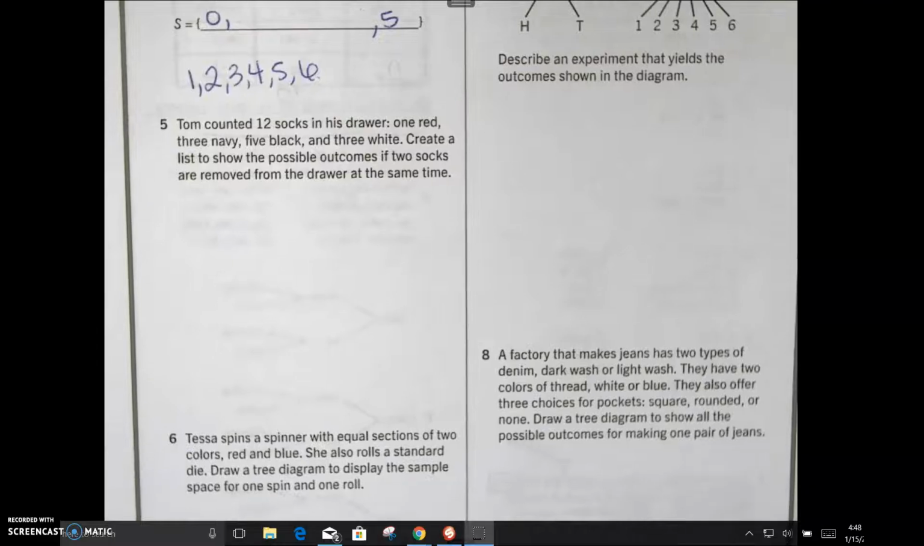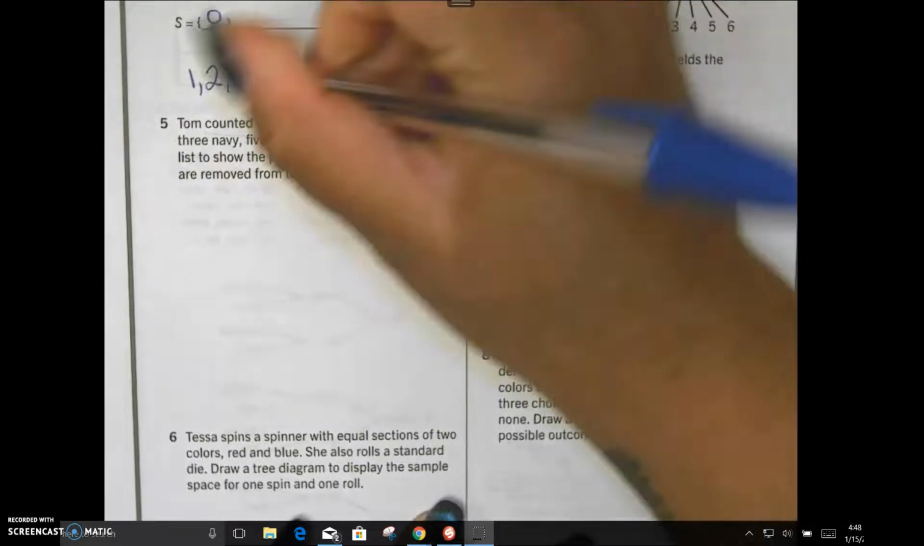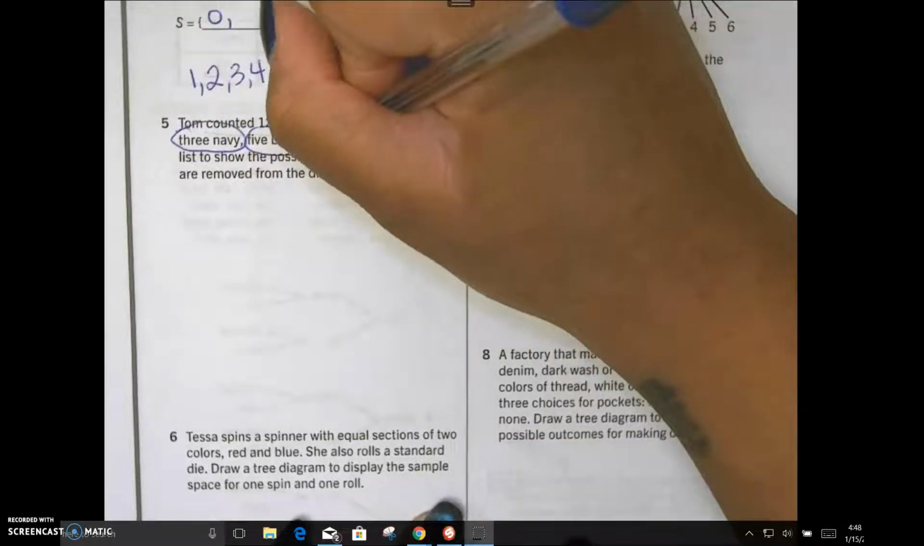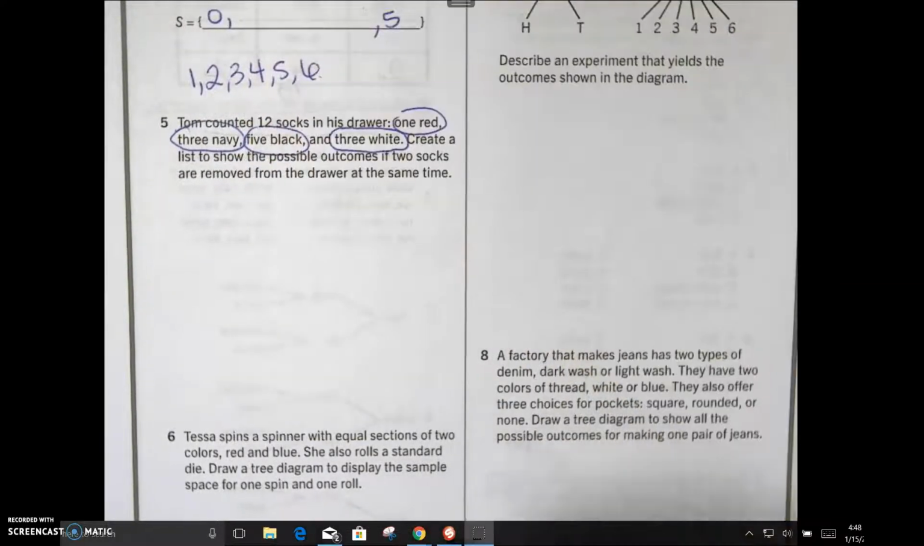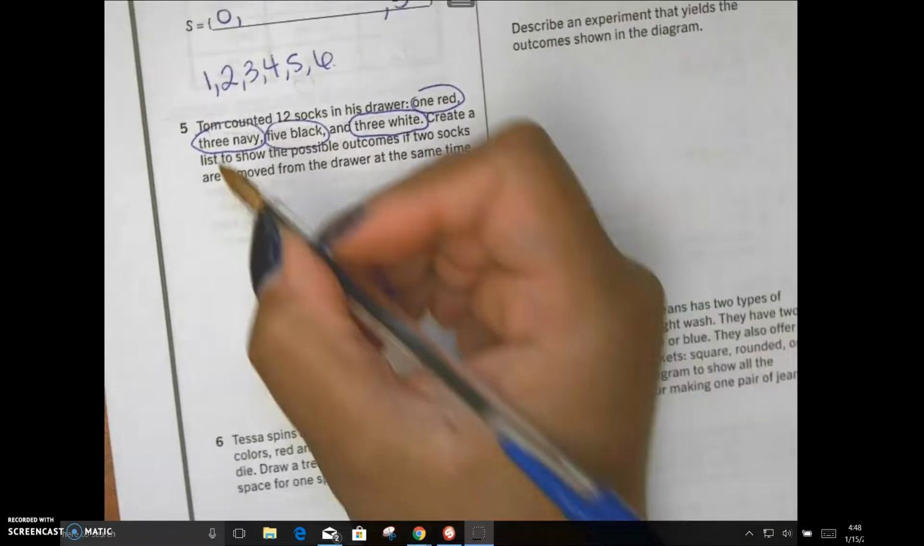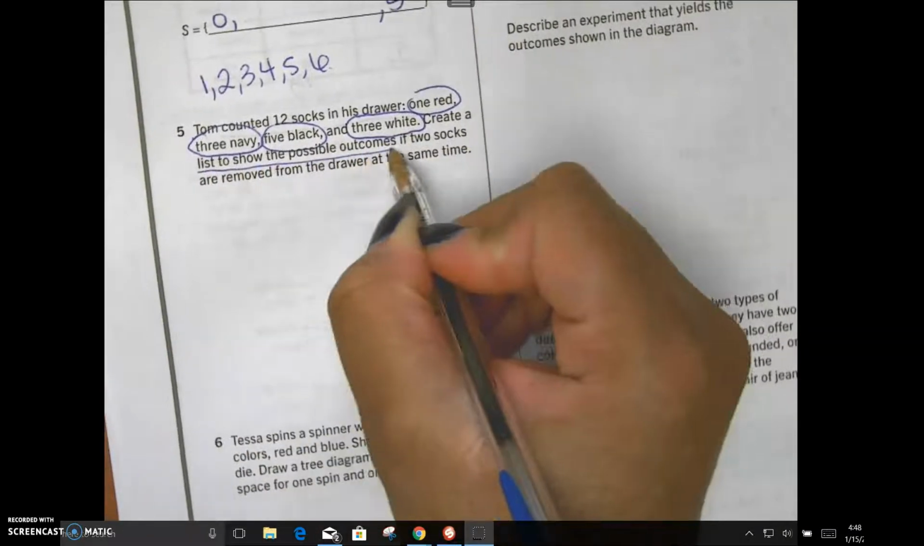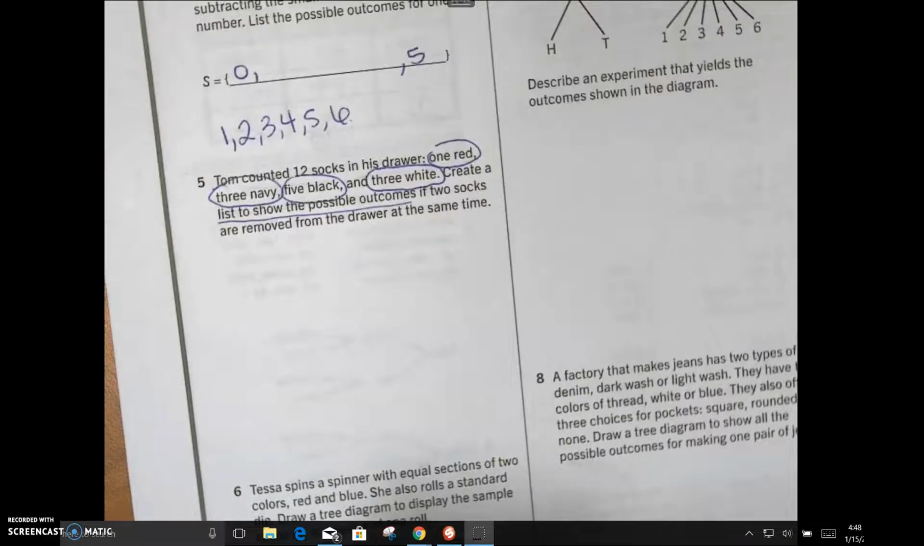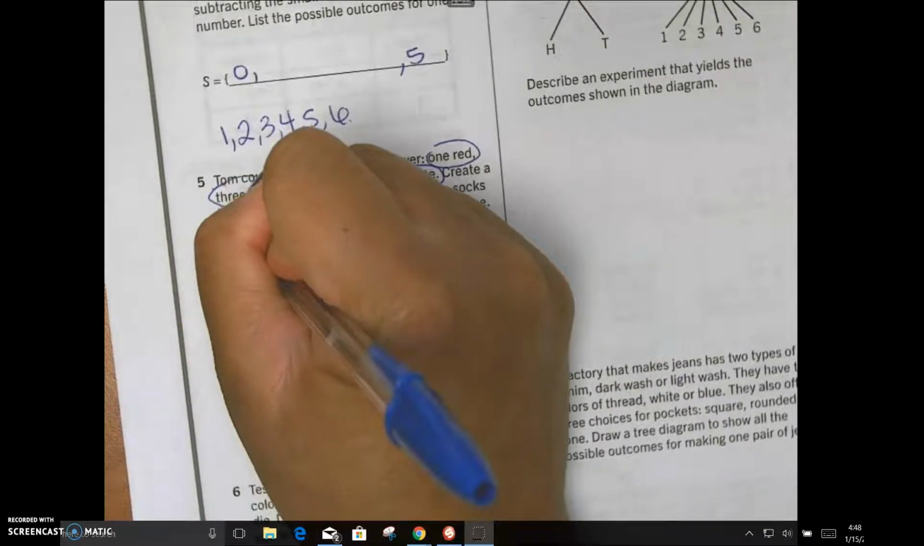Tom counted 12 socks in his drawer. 1 red, 3 navy, 5 black, and 3 white. Create a list to show the possible outcomes. So I need a list to show possible outcomes if 2 socks are removed from the sock drawer at the same time. So first, I can take out a red sock and who else?